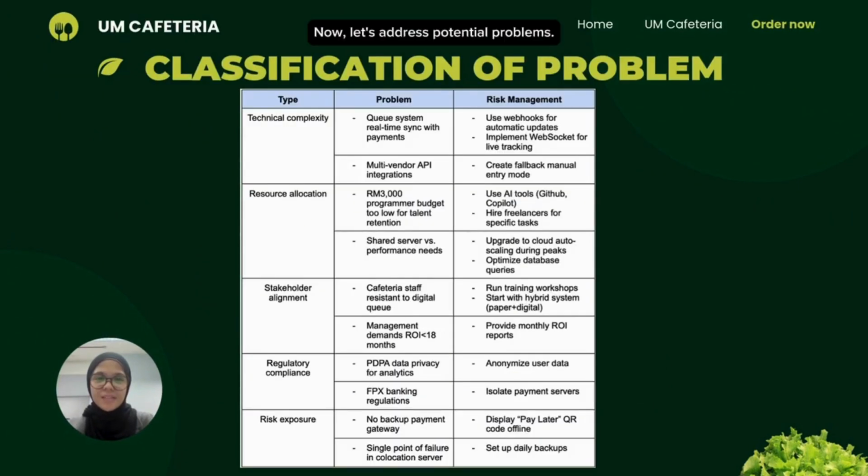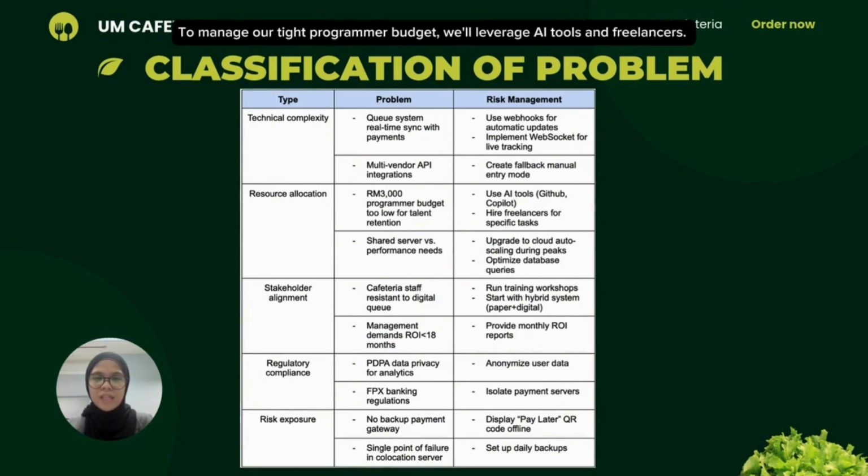Now, let's address potential problems. For technical complexity like real-time payment sync, we will use webhooks. To manage our tight programmer budget, we will leverage AI tools and freelancers. We are addressing staff resistance to digital queues with training and a hybrid system. Plus, we are ensuring data privacy by anonymizing data and isolating payment servers.